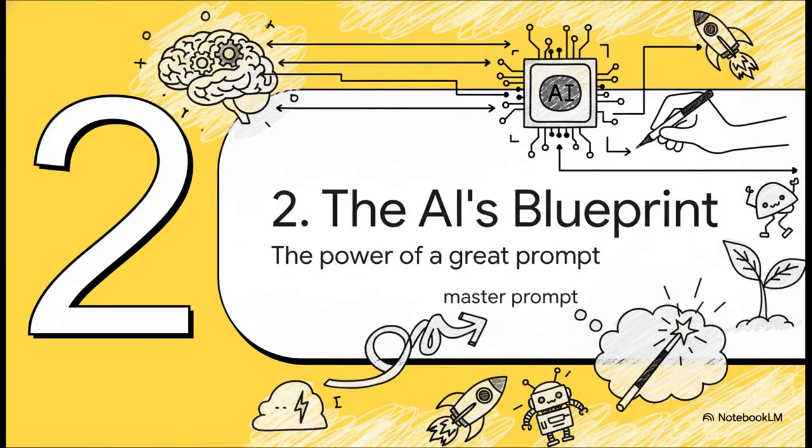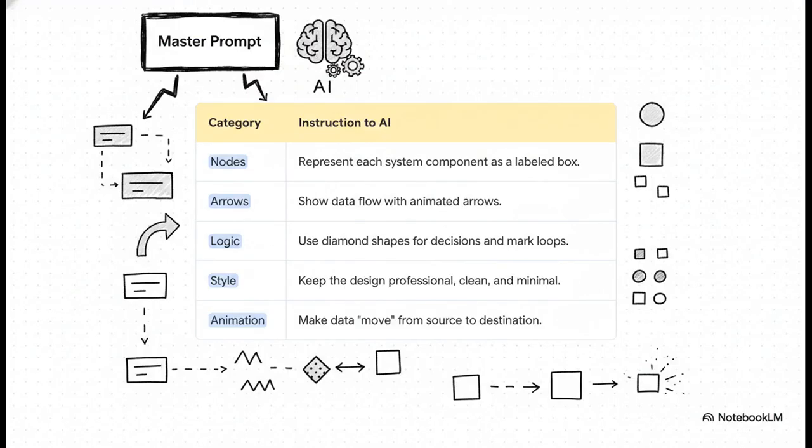So how in the world does this thing actually work? You might think it's all about some crazy, complex AI model, but the real secret sauce? It's in the instructions. It's all about the master prompt that tells the AI exactly what to do. And this isn't just some vague request, you know? It's a super detailed blueprint. The prompt tells the AI how to draw the boxes, how to make the data flow along the arrows, what shapes to use for things like decision points, and even what the final design should look like, clean and minimal. That level of detail is absolutely crucial for getting a great result every time.